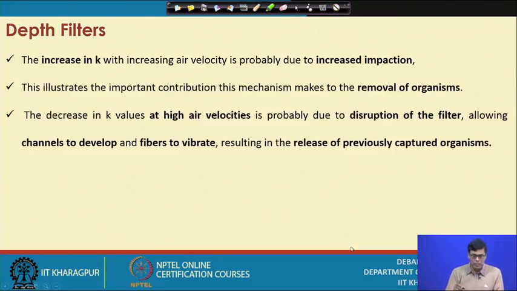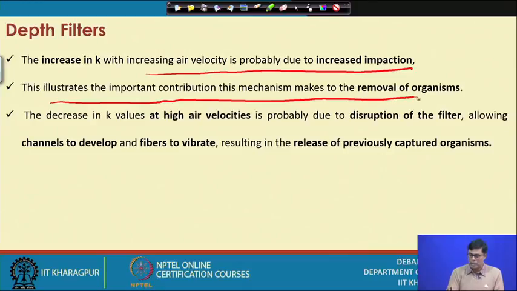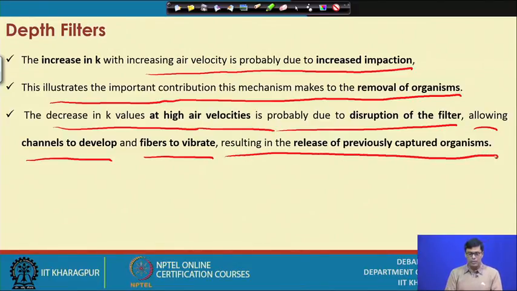So, in the case of depth filter, the increase of k with increasing velocity is probably due to the increase of impaction. This illustrates the important contribution this mechanism makes to the removal of organisms. The decrease of k value at high velocities is probably due to the disruption of the filter, allowing channels to develop and fibers to vibrate, resulting in the release of previously captured organisms.